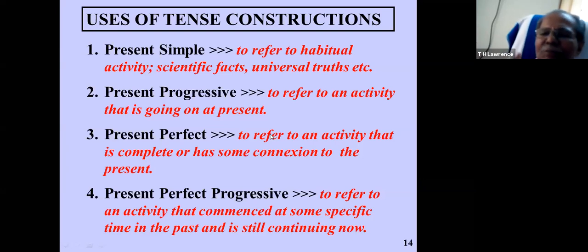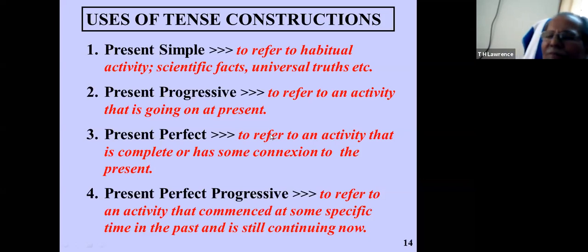Okay, now let's come to present progressive. Present progressive is very easy. You can remember it. It is used to refer to an activity that's going on at present. Now, what are the activities going on at present? You are listening to me. See, are listening. That's present progressive. I am talking to you. See, I'm talking, that's present progressive. So, to refer to an activity that's going on at present, we are using what is known as present progressive.